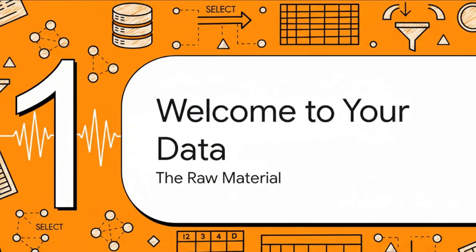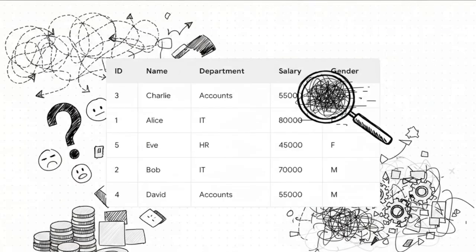Every good data story starts with the raw material itself. So let's take a look at what we've got. Okay, so picture this. This is your employee table. All the info's there: names, departments, salaries, the whole shebang. But it's just a jumble. If I asked you right now, who's our top earner, or which department is our biggest expense? Yeah, good luck with that. You'd be scrolling for days.